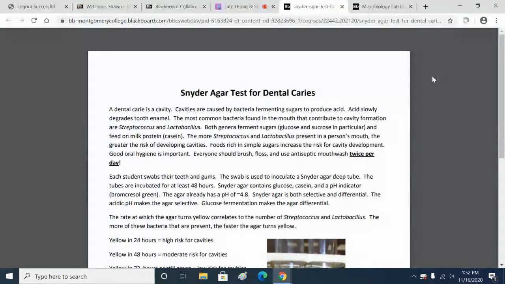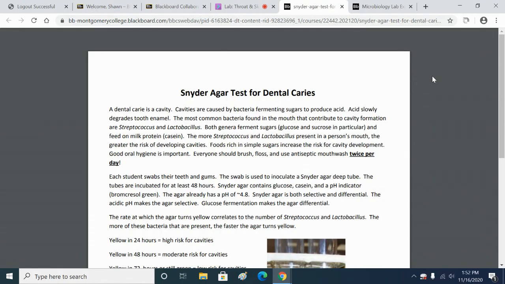So what we would do in lab is each student would swab their teeth and gums. So you get a sterile swab and pretend like you were brushing your teeth. And then you would stab that swab into some Snyder agar. And then we'd incubate the tubes for 48 hours for you guys to see them. I would actually check them at 24 hours to see if anyone's tube was starting to get nasty, because normally you are supposed to check in 24 hours, 48 hours, and 72 hours. But you just get to see them at 48. But I do check them at 24, right, to see if anyone's nasty and make a note of it.